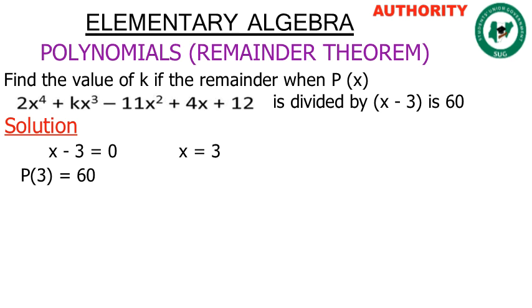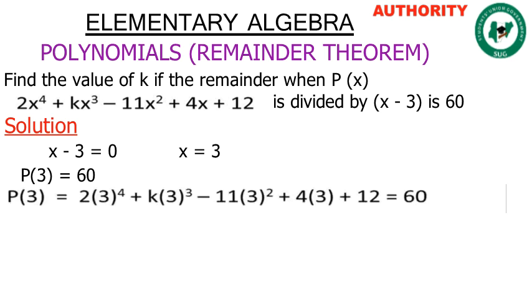Now, p of 3 is equal to, in our dividend, 2x raised to the power 4, so we replace x with 3. We have 2, open bracket, 3 raised to the power 4, plus k, open bracket, 3 raised to the power 3, minus 11, open bracket, 3 raised to the power 2, plus 4, open bracket, 3, plus 12, is equal to our remainder 60.